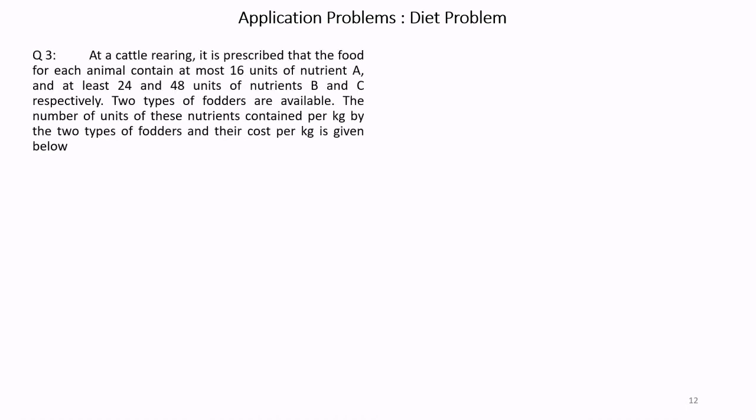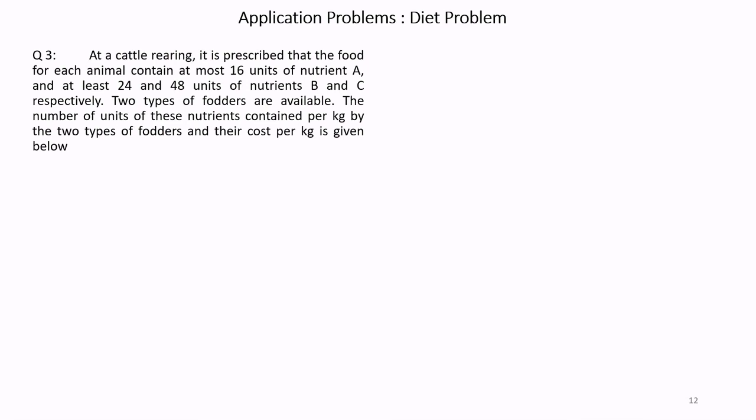Question 3. At a cattle rearing, it is prescribed that the food for each animal contains at most 16 units of nutrient A and at least 24 and 40 units of nutrients B and C respectively. Two types of fodders are available. The number of units of these nutrients contained per kg by the two types of fodders and their cost per kg is given below.